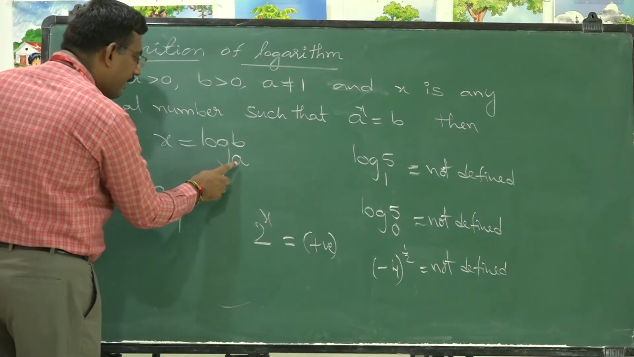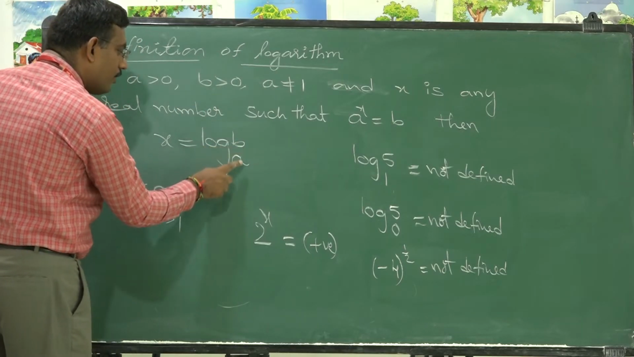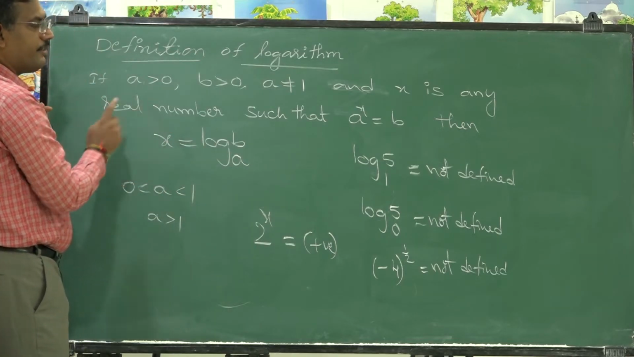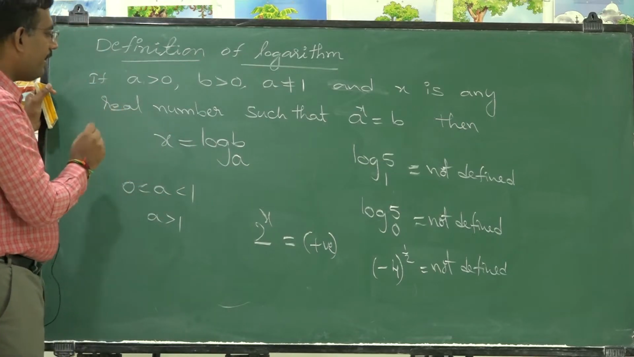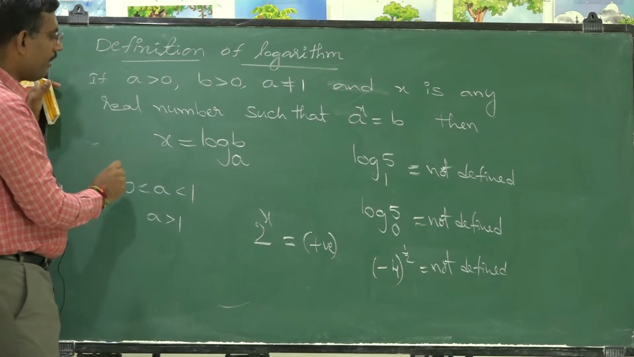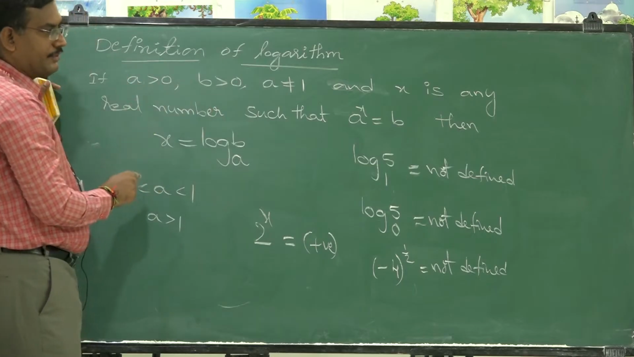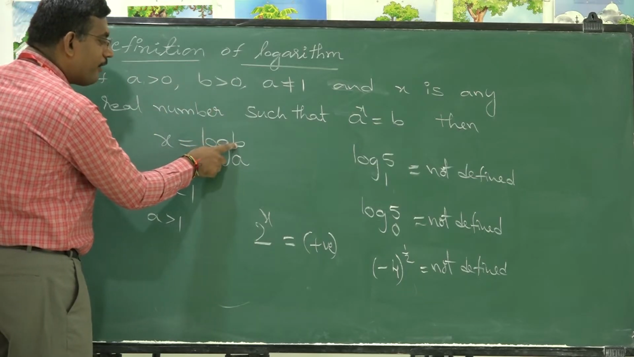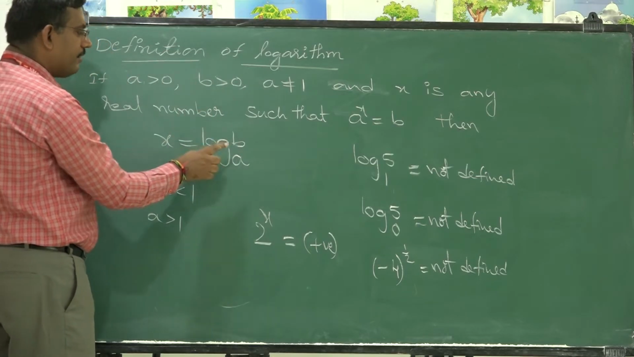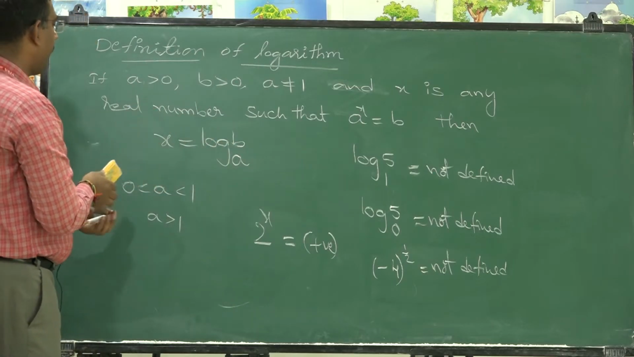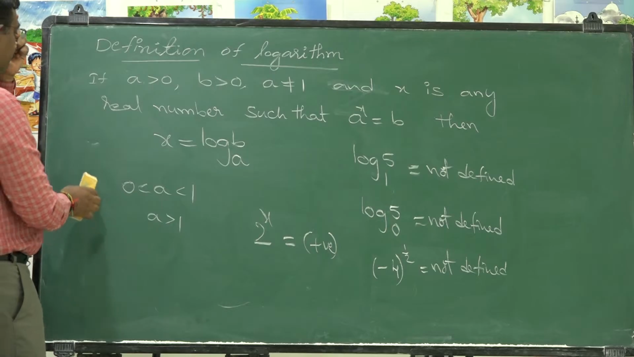So clearly a is greater than 0, b is greater than 0 and the base is not equal to 1, and x is any real number. So this is the definition of logarithm. Clearly, logarithm is not defined for negative values. Logarithm is defined for only positive values. This is the definition of logarithm.